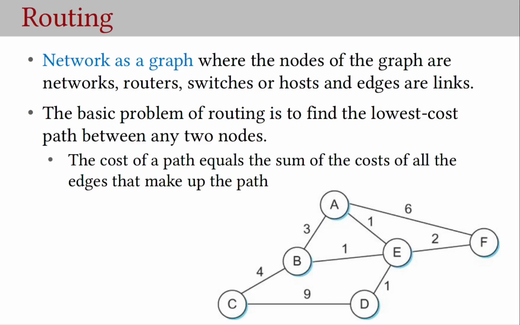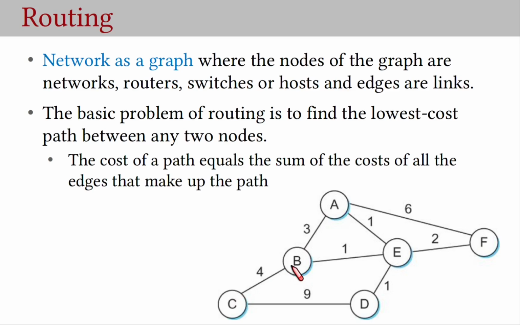We model the network as a graph where the nodes of the graph could be either networks, routers, switches, or hosts. And the edges of this graph are links. Every link has some cost associated with it, and the cost reflects the desirability of using a link. So the lesser the cost, the more desirable that link is. Note that the cost will not always map to distance, which students are typically used to thinking about, where the cost of an edge is basically the length of the edge. It's not necessarily the case for routes in the network.